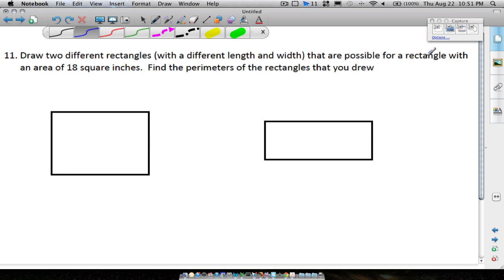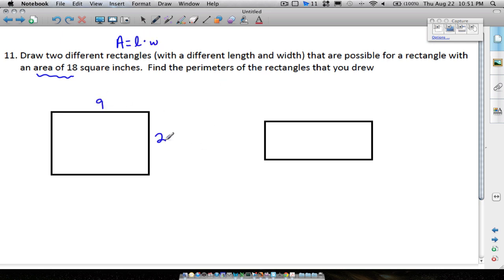If we want a rectangle to have an area of 18 square inches, think about a rectangle. The area of a rectangle is length times width. How about 9 and 2? Okay, inches. So how about 9 inches and 2 inches, because we want an area of 18 square inches. Well, the area of this rectangle is 9 times 2. That's 18, and we can say inches squared.